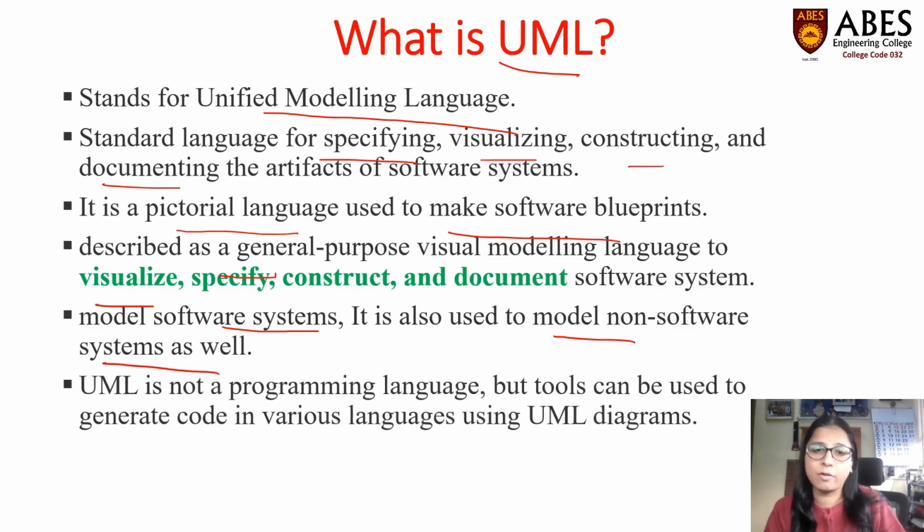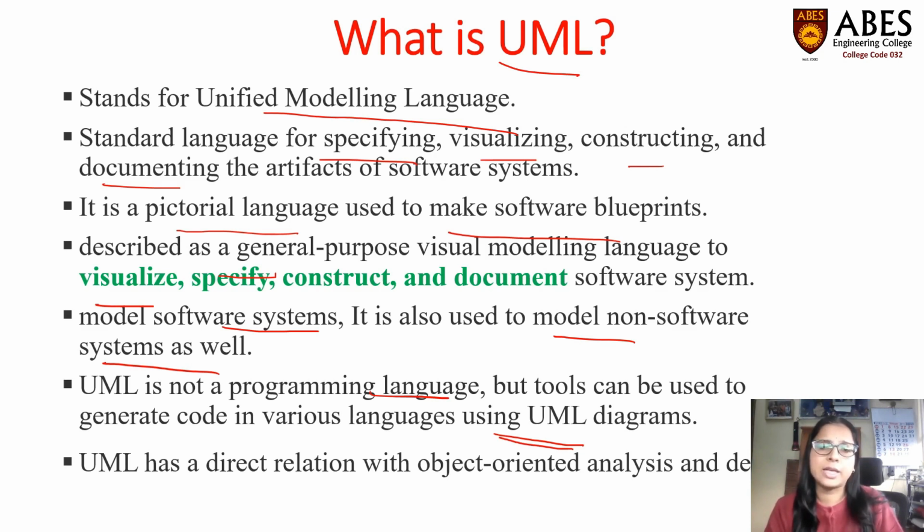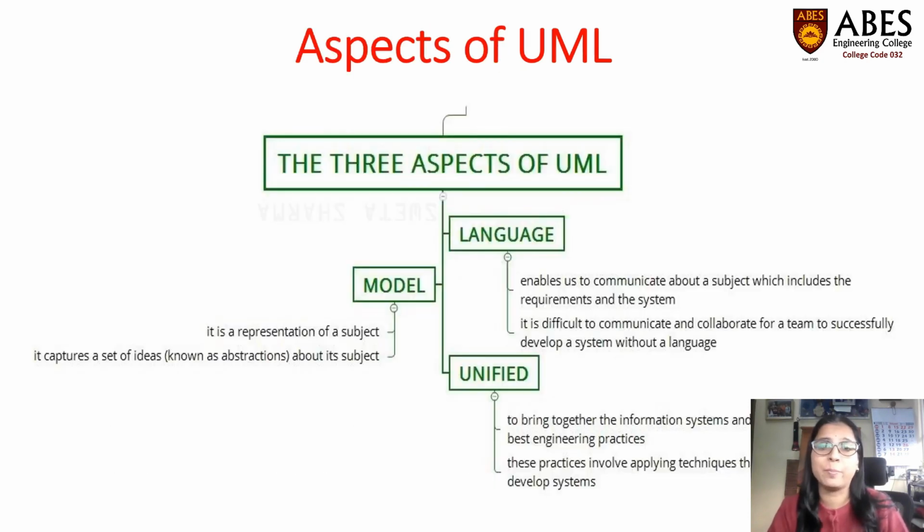UML is obviously not a programming language. We don't code, we don't design programs with its help. We only model a system with the help of UML notation and UML features. This is a common tool for all sorts of modeling requirements, and it has a direct relation with object-oriented analysis. So it is mainly useful where object-oriented development is being done by the software development team.